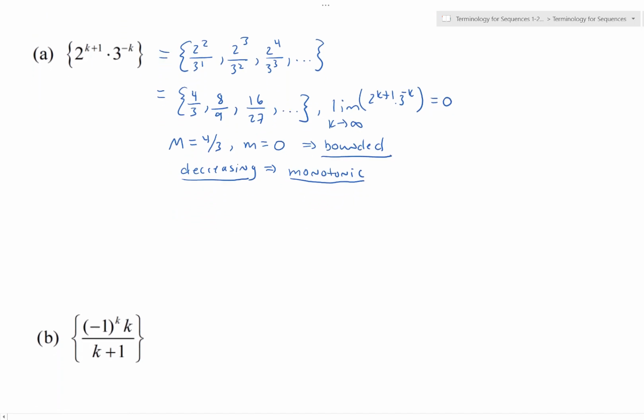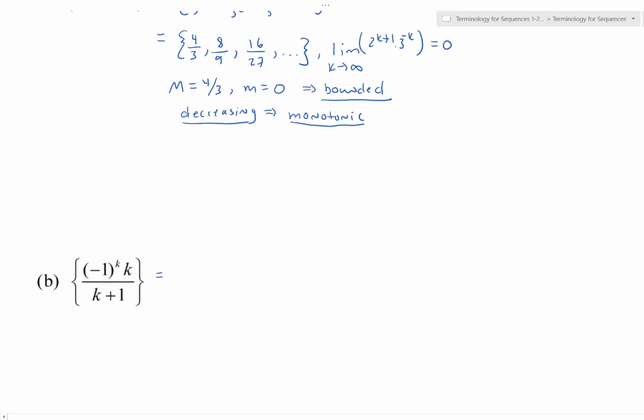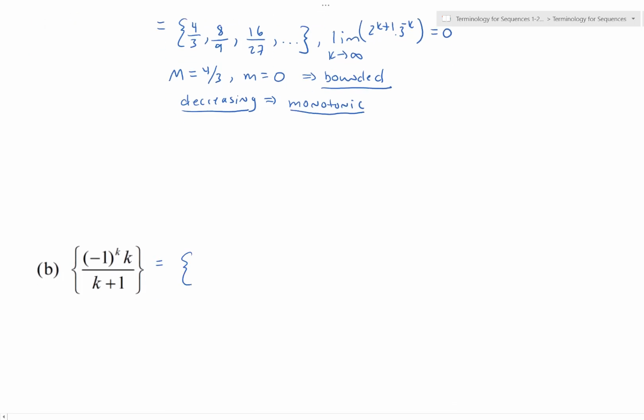Consider this example. The sequence (-1)^k times k divided by k plus 1. Again, let's just write it out, get a feel by how it's behaving here. Okay, when k is 1, then we have (-1) to the 1, that's negative, and then times 1, so we get -1 on top, and on the bottom we're going to get 2, so -1/2 is the first term. When k is 2, (-1) squared is +1, then times the 2 on top, over 2 plus 1, 3.